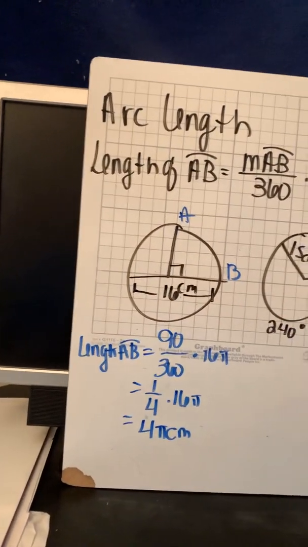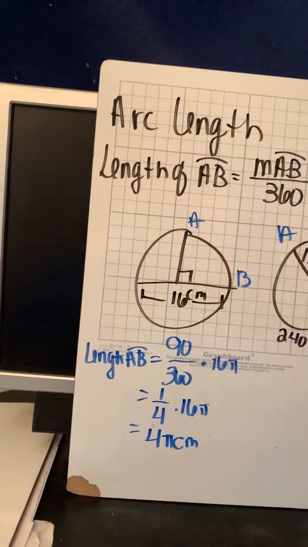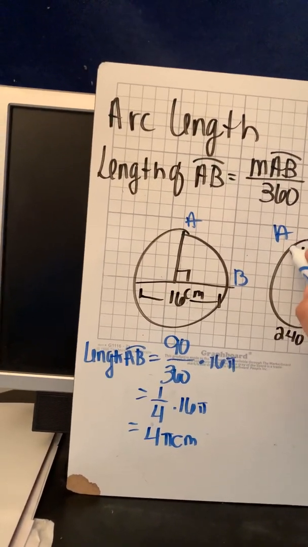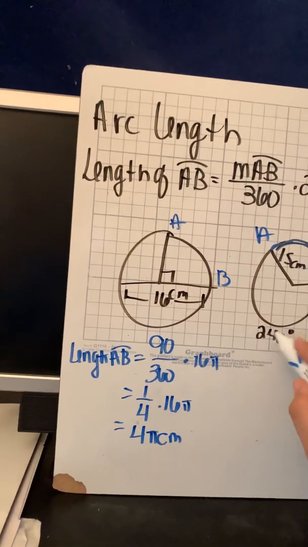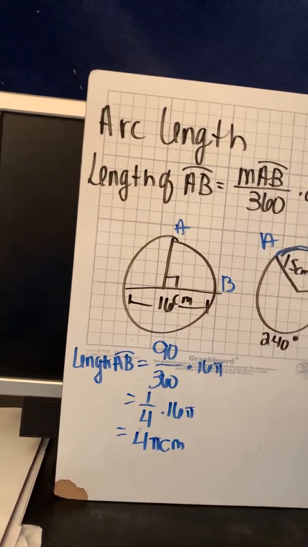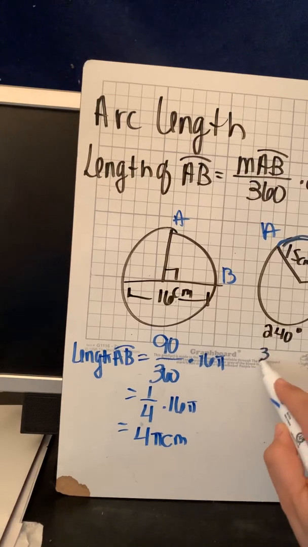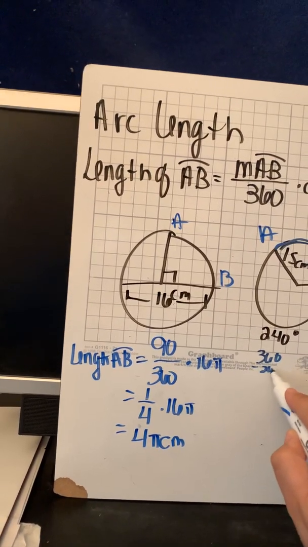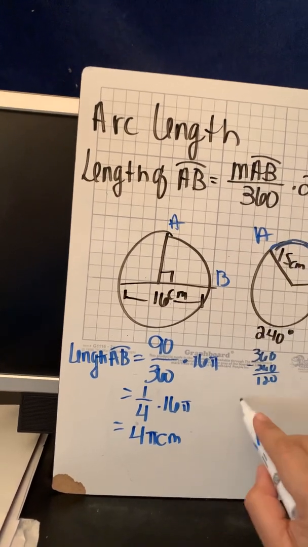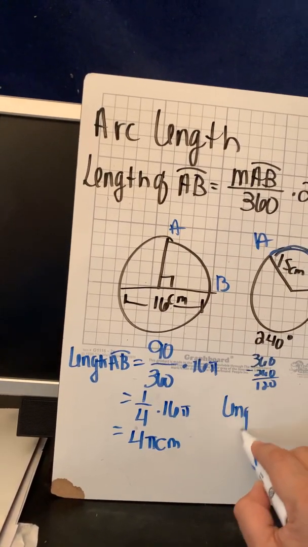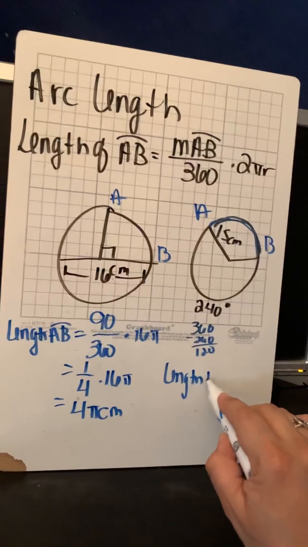So this one here, they want to find the length of AB. So this little piece right here is what we're trying to find. Well, if this is 240, what would this measure be? So take your 360 minus 240, and what do you get? 120.